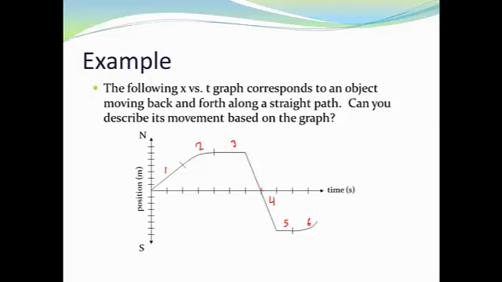You go past the origin, this point here, and keep going. So it's just like walking back past where you started in the opposite direction at a constant velocity. In 5, you're stopped, constant velocity of 0. And then 6, you're speeding up, but in the positive direction, headed back towards the origin.